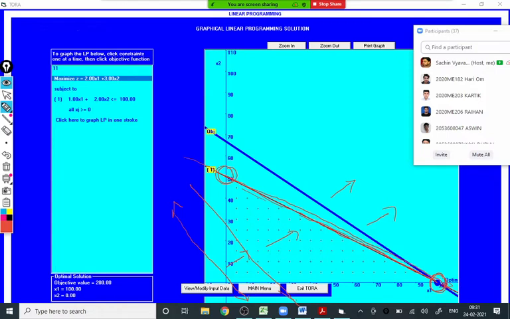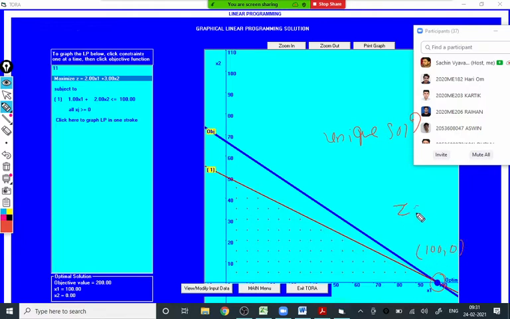Here this problem has a unique solution, because it touches only one point, and we already observed we got the maximum at the point 100, 0, and the value of z is 200. This is the answer. This is the graphical method. Any doubt here? No doubt? Okay, good. So let me move to another question now.